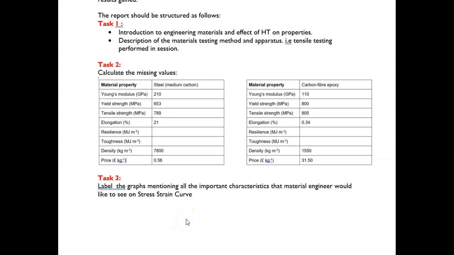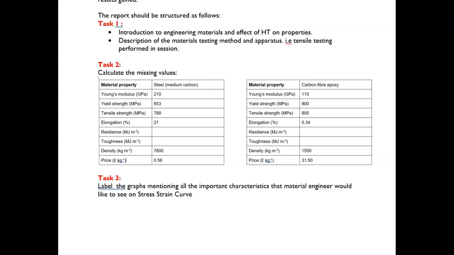So in your assignment, there are 3 tasks: task 1, task 2, and task 3. In task 1, you need to provide an introduction of engineering materials, so classification of engineering materials, metals, non-metals, and that one you can, if you want, do in the form of a table or a tree diagram. You don't have to explain it a lot, but just have it there.